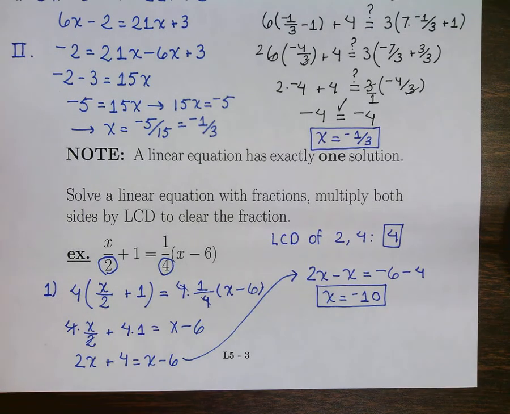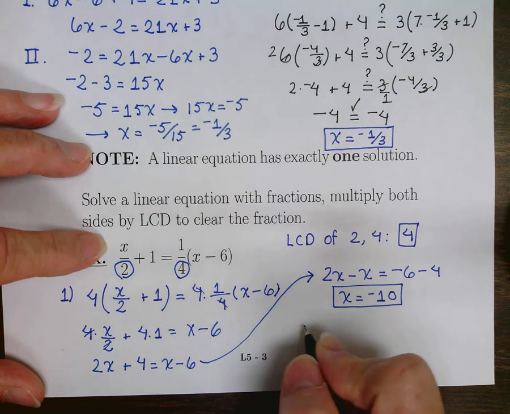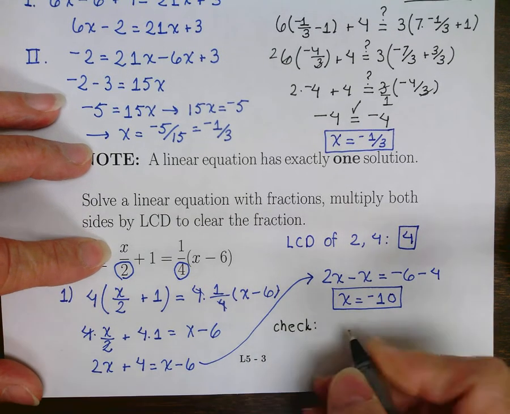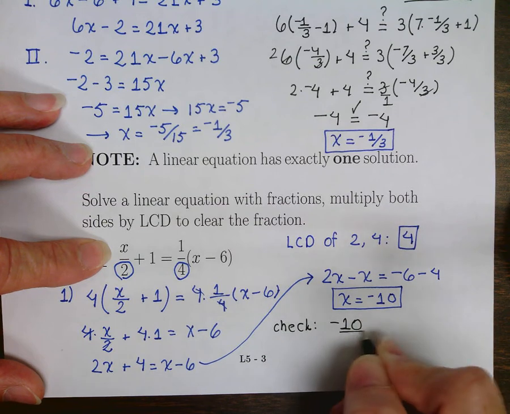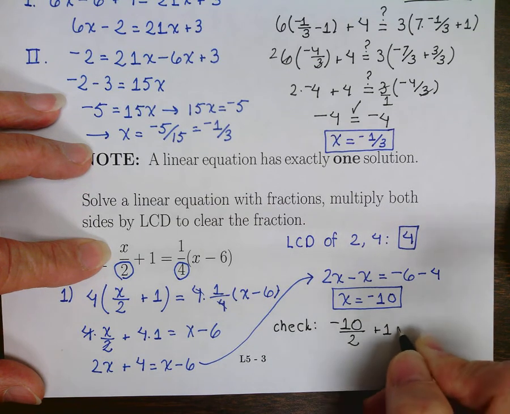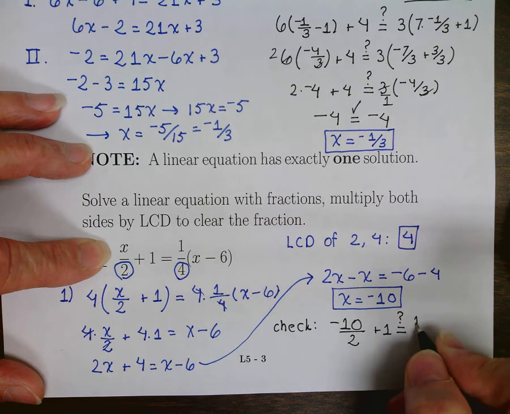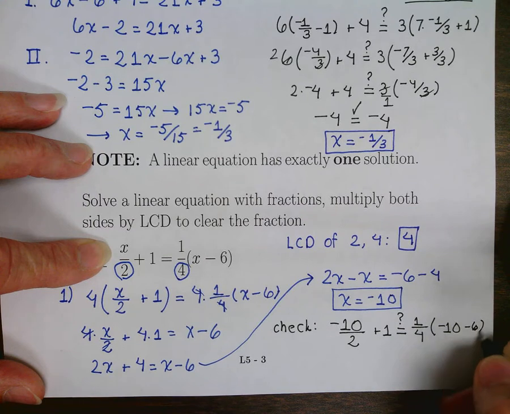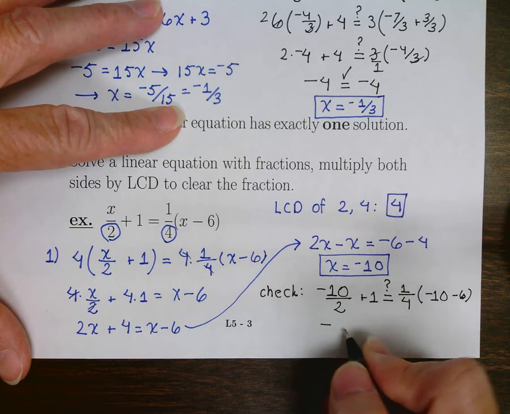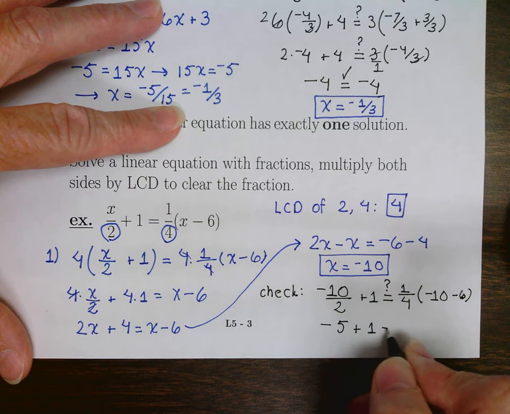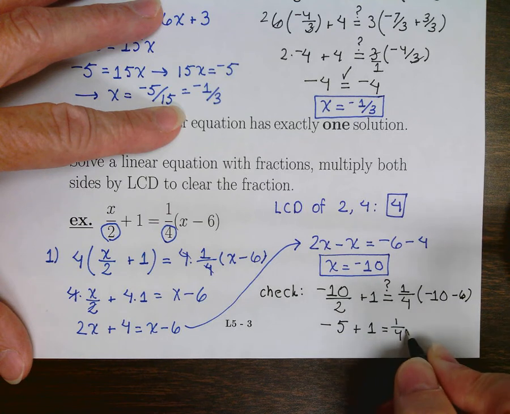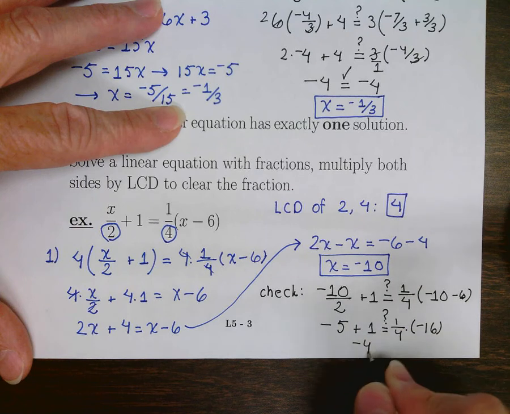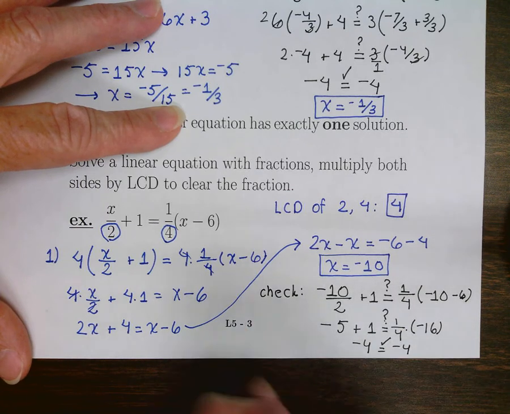Now I'm pretty confident there. I need to check to make sure that I've done that right. So I again go back to my original equation. Is negative 10 over 2 plus 1 equal to 1/4 times negative 10 minus 6? And I don't think it takes much to convince you of that. Negative 5 plus 1 equals 1/4 times negative 16. And yes, of course, they both equal negative 4.